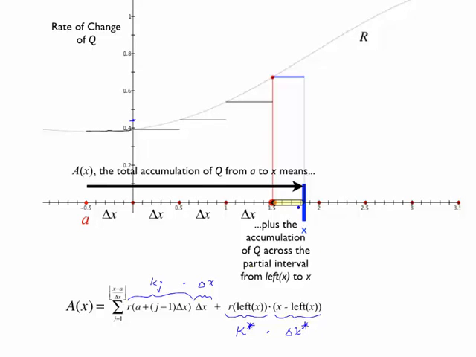Tell the person next to you. When you multiply K star times delta x star, what do you get? Tell the person next to you.